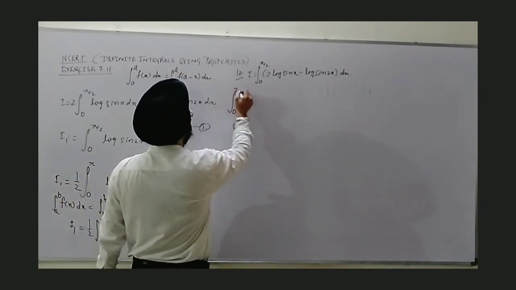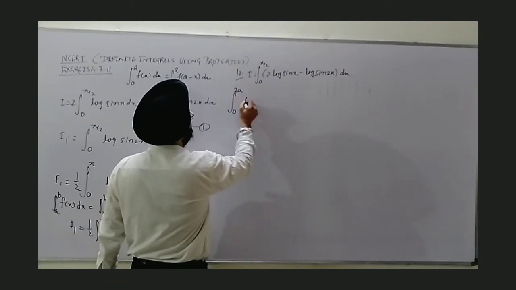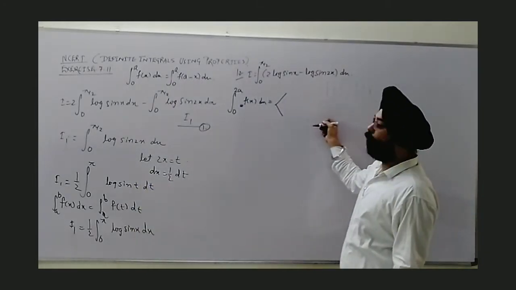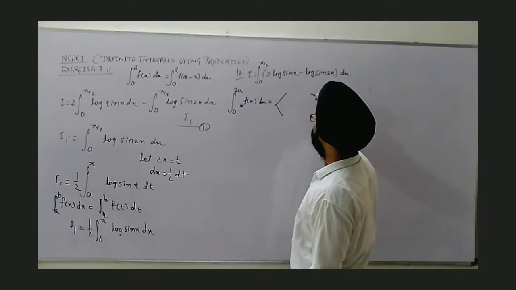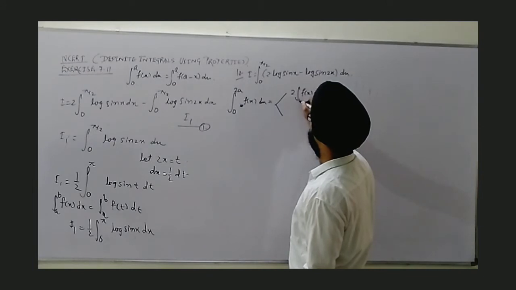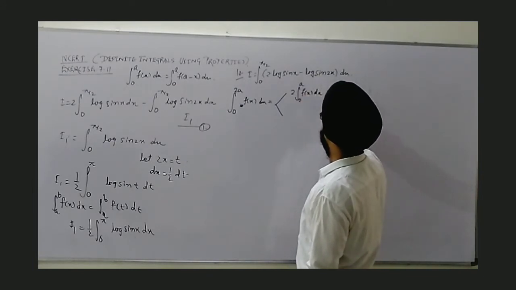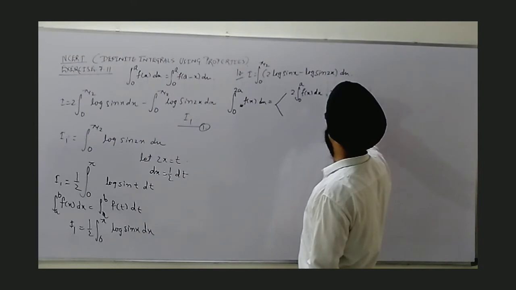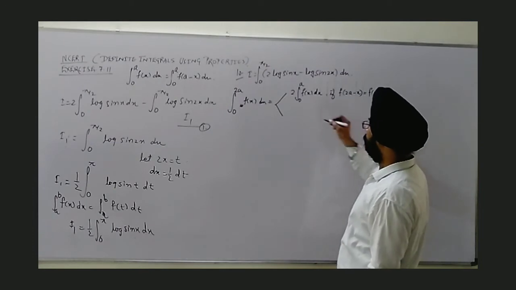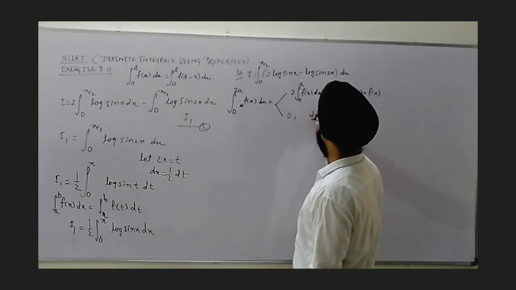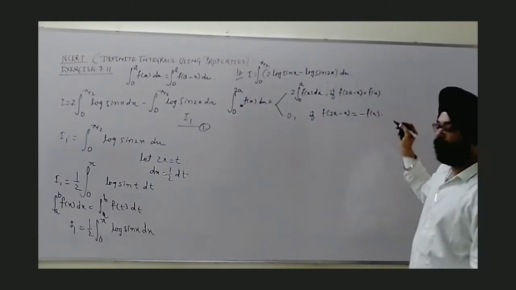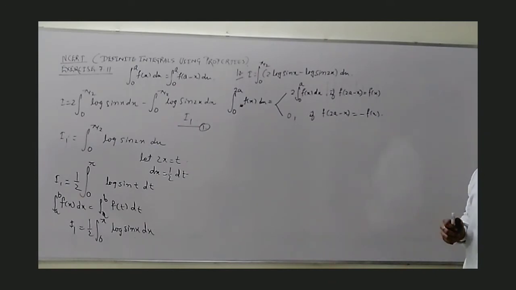It says that if the integral from 0 to 2a of f(x) dx is given, then it has two values. It gives us twice the integral of f(x) dx from 0 to a if f of 2a minus x is equal to f(x), and it gives us 0 if f of 2a minus x is equal to minus f(x). Okay, so this thing we'll keep in mind.